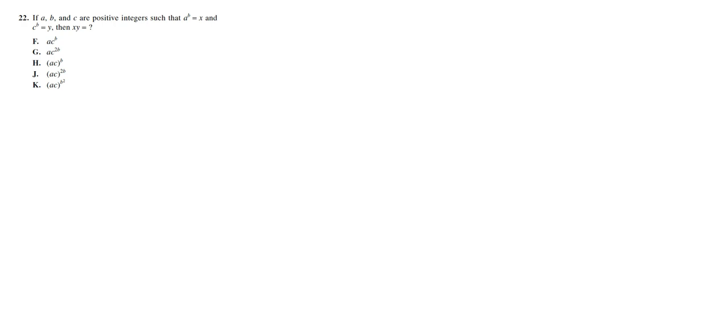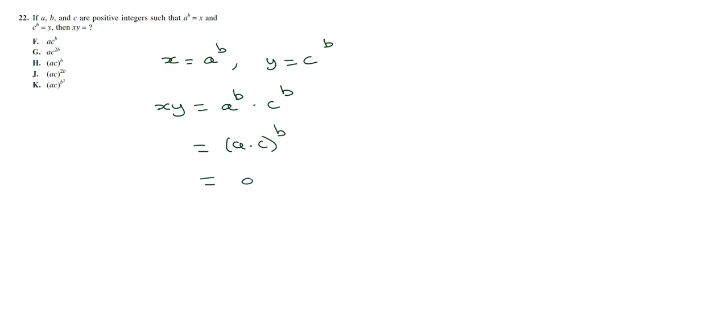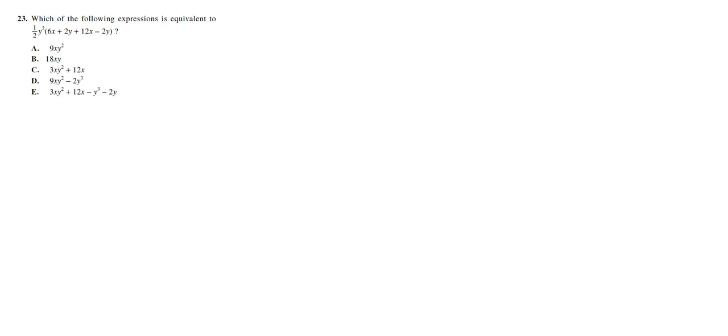A, b, and c are positive integers such that x equals a to the power of b, and y equals c to the power of b. So xy is equal to a to the power of b multiplied by c to the power of b. Using our exponent rule, this is going to be the same as a times c to the power of b, which is ac with an exponent of b.